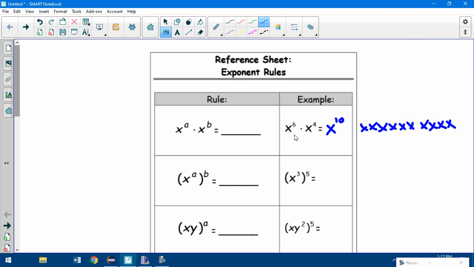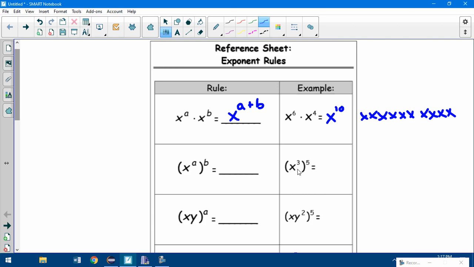So if you're just multiplying exponents with the same base, and when I talk about base, I'm talking about the x's, we keep the base, and what does it look like we did to the exponents? Right, we added them. So the rule in general, if I have x to the a times x to the b, that would be x to the, keep the base, add the exponents, a plus b power.